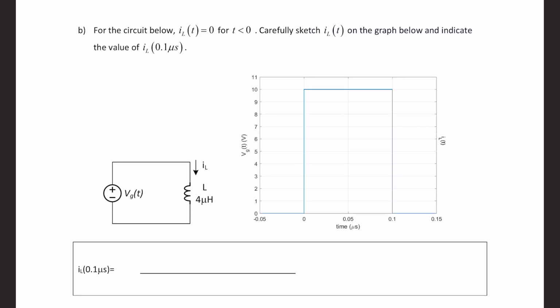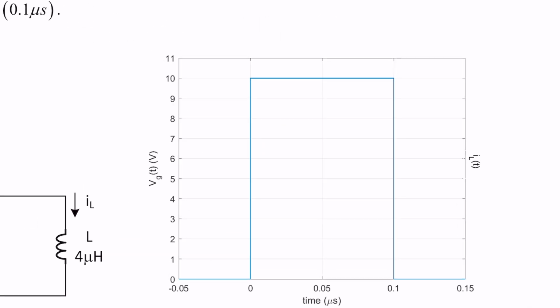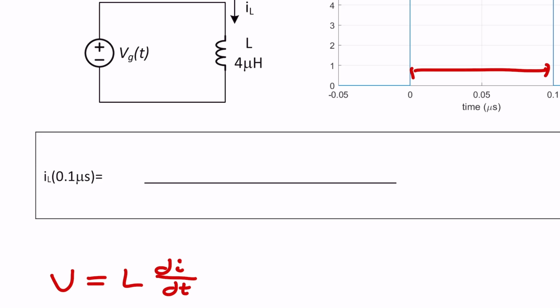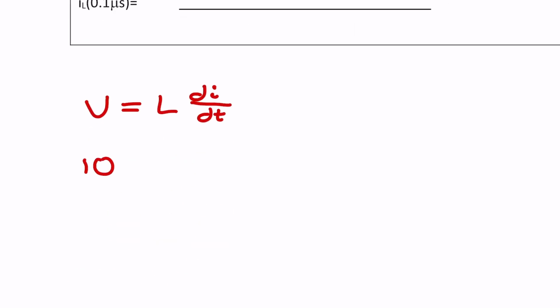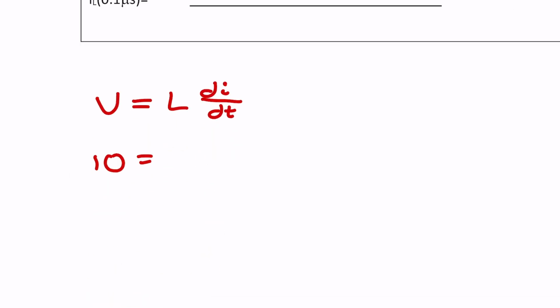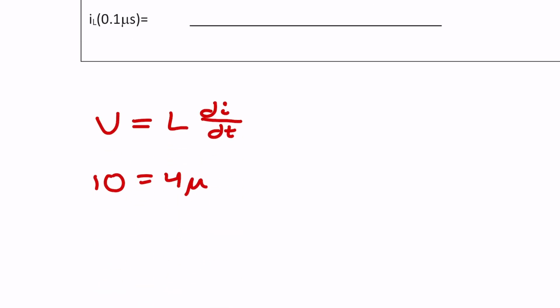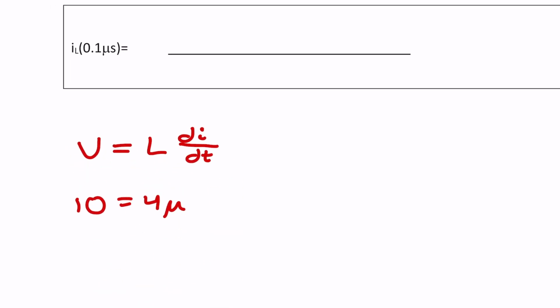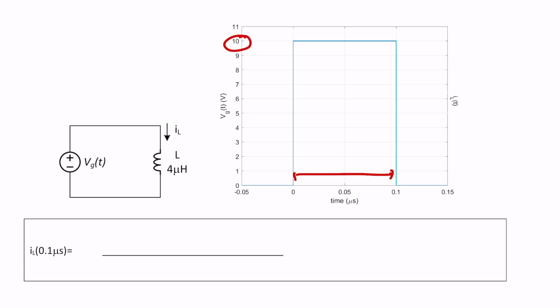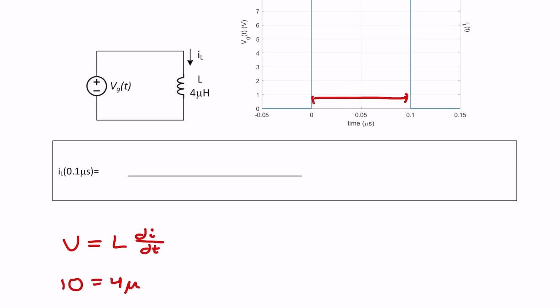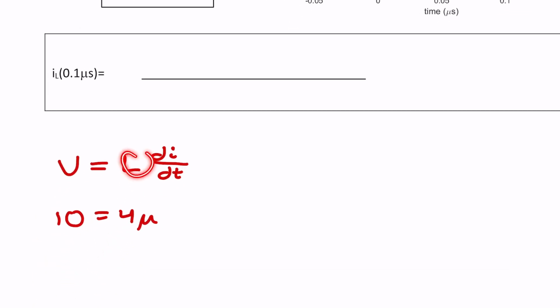So the voltage is going to be what? 10. So in this time, the voltage is going to be 10, and we can just plug in 10 over here. We know the inductance. What's the inductance? 4 microhenries. Now we just need to know what di/dt is. But here's the thing. We're drawing a graph, and if we have all these other numbers stay constant, then it's going to grow at a linear rate.